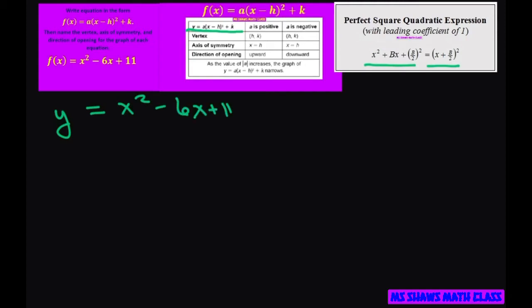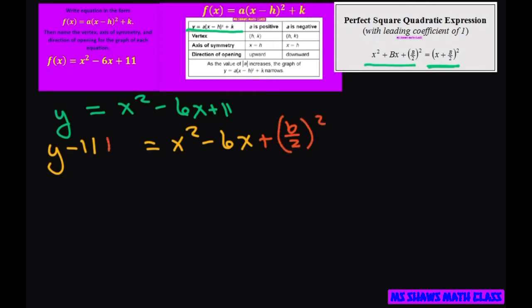And then I'm going to go ahead and subtract the 11 when we first start this. Equals x squared minus 6x. Keep the 11 on the y side. Now, what I'm going to do is complete the square. So what I'm going to add is our b divided by 2 and square it on both sides. So whatever you add on this side, you have to add on the left-hand side.